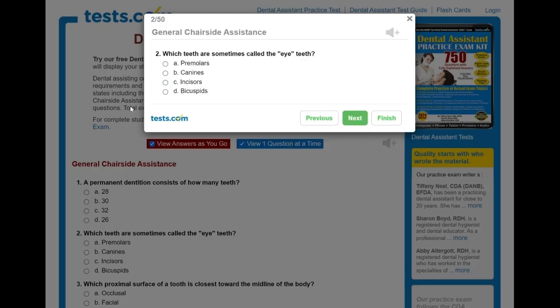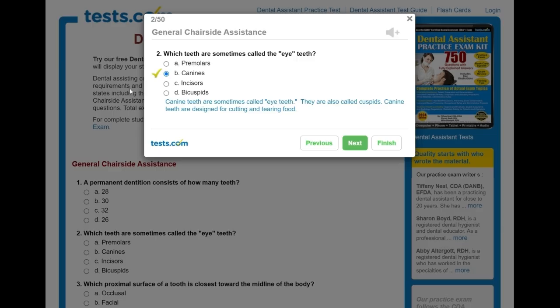Question 2. Which teeth are sometimes called the eye teeth? A. Premolars, B. Canines, C. Incisors, D. Bicuspids. B. Canines. Canine teeth are sometimes called eye teeth. They are also called cuspids. Canine teeth are designed for cutting and tearing food.